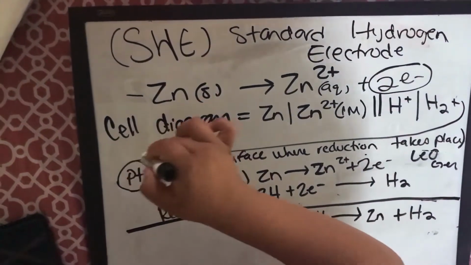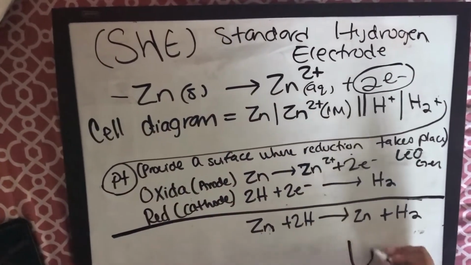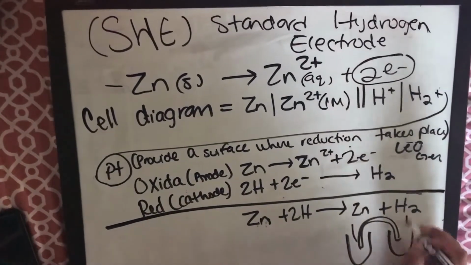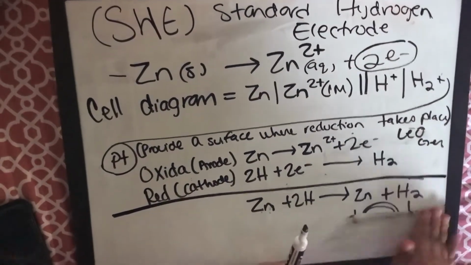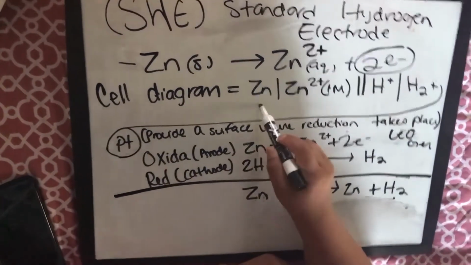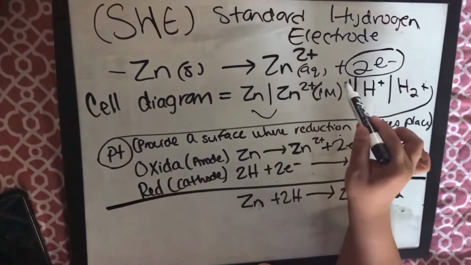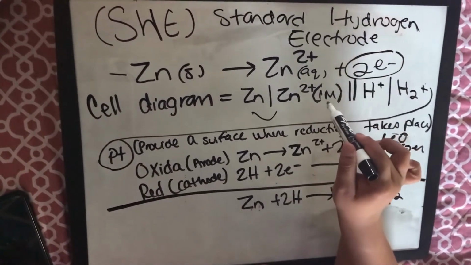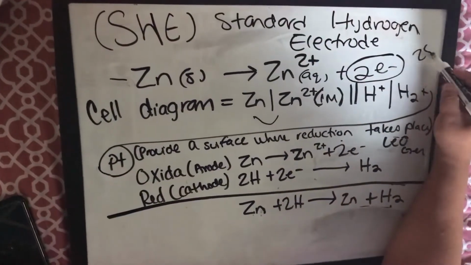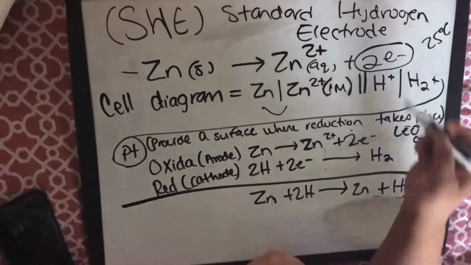This is the cell diagram. This is something simpler than doing the actual battery with your salt bridge and your reactants. So that's just a simpler way to do it. So we have Zn goes to Zn2+. We know that at standard conditions, every substance has 1 mole and it's under 25 degrees Celsius. So that never changes when you have standard conditions.